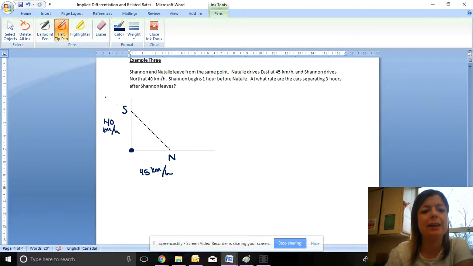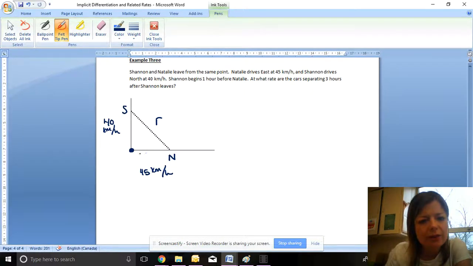To be clear, these are their rates of change, so these are already rates. We'll get to that in a second. Shannon begins 1 hour before Natalie. We'll use that later. And at what rate are the cars separating 3 hours after Shannon leaves? So Shannon has been traveling for 3 hours. Natalie has been traveling for 2 hours. So they want to know the rate at which r is changing, the distance between Shannon and Natalie.